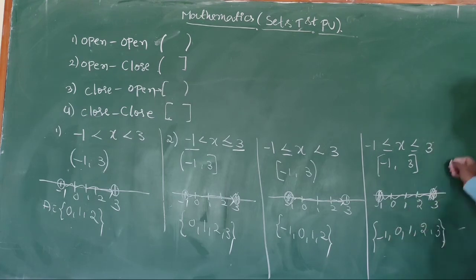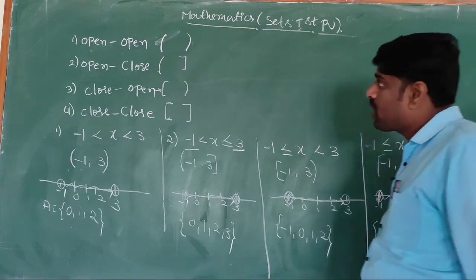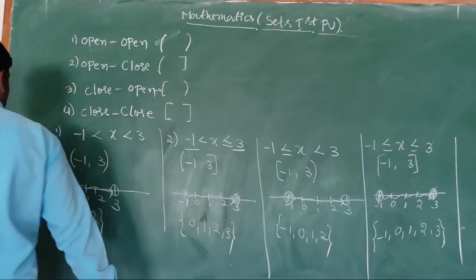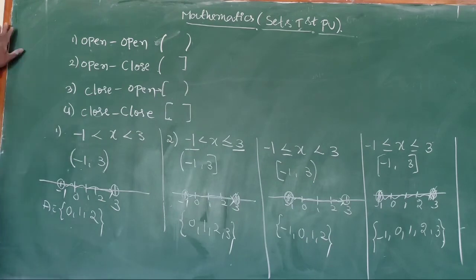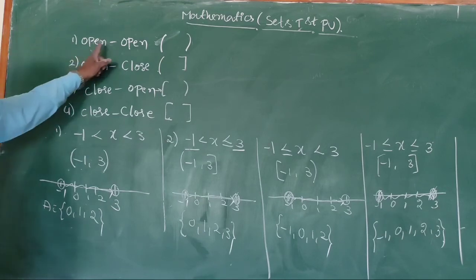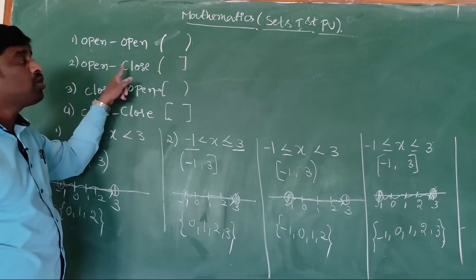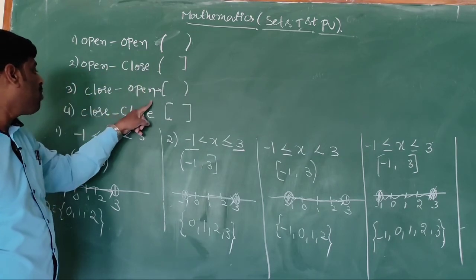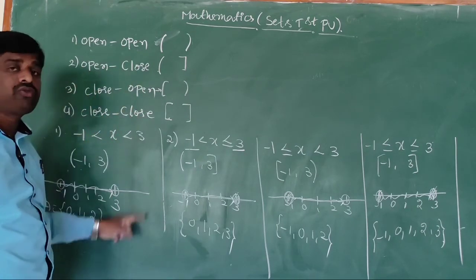So these are the different forms. There are 4 possibilities of intervals. The first possibility is open, open. Observe carefully because this is very, very important. For first PU and second PU, these are the basics for higher studies also. Open, open; open, close; close, open; close, close.